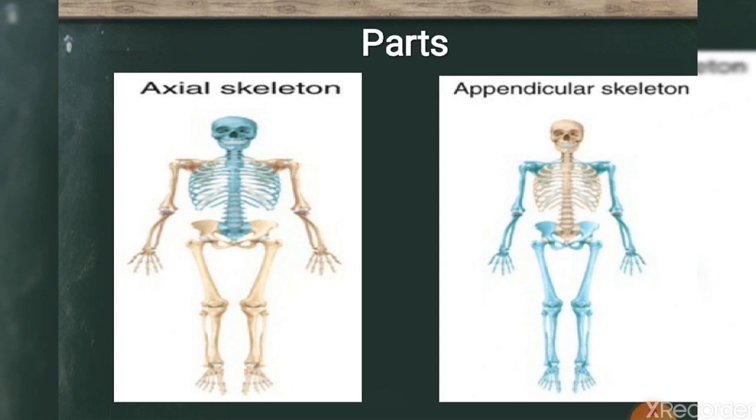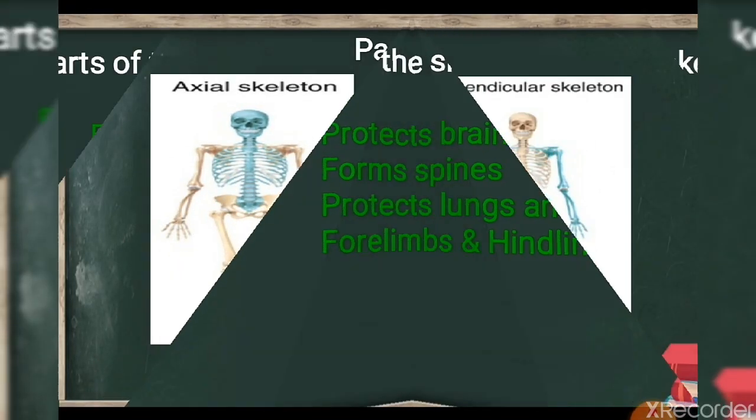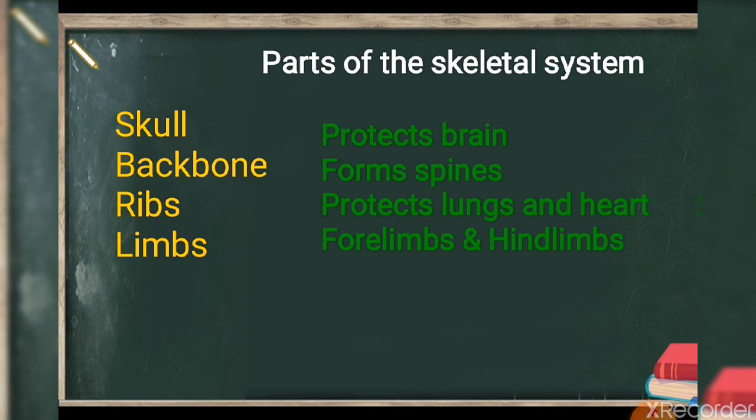So let us discuss it. We are dividing the skeletal system in four parts: skull, backbone, ribs, and limbs. What does the skull do? Our skull protects our brain. You know that our brain is a very delicate, very soft organ, so it requires a cover. So the skull protects the brain. Now, the backbone forms the spine, which I will tell you about later.